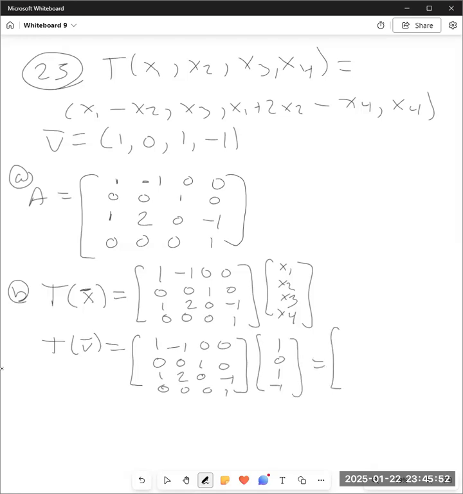So that makes this 1, and 0 is 1, 0, so that's 1, 0, 0, that's 1, 1, 0, 0, so we're at 1 plus 1, that's 2, and this is -1, 1, 1, 2, -1. So my T of V, which equals my T of 1, 0, 1, -1, is 1, 1, 2, -1.